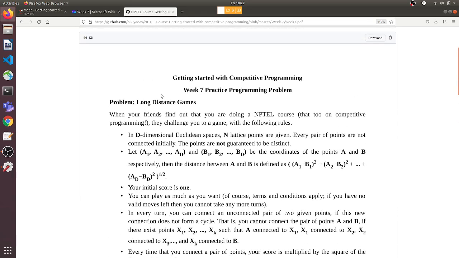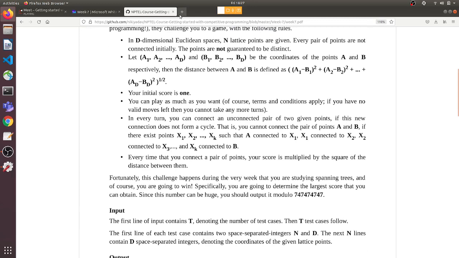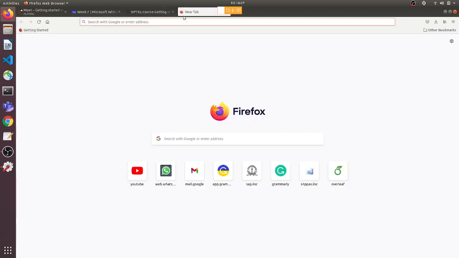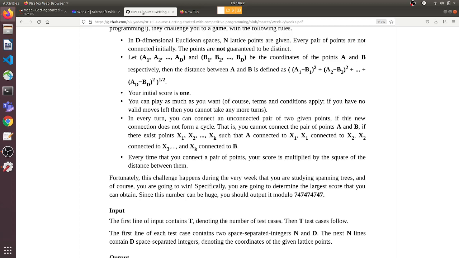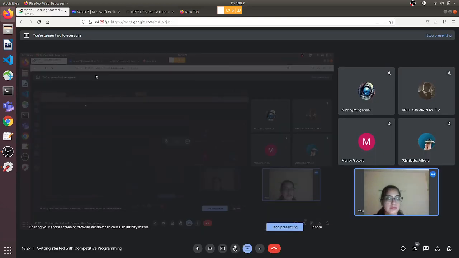Yeah, so actually I have only this problem for today. Have you all studied the minimum spanning tree algorithms? I'm sure you have studied that already in this week's content. This one done? Yeah, okay. From my side. Okay, okay.